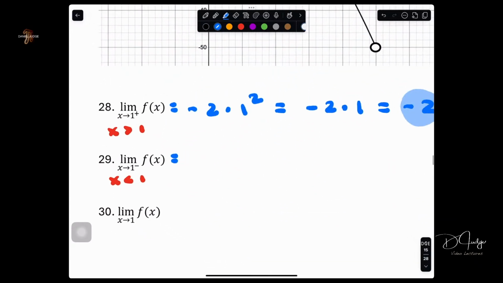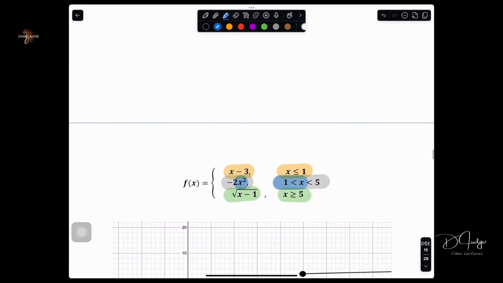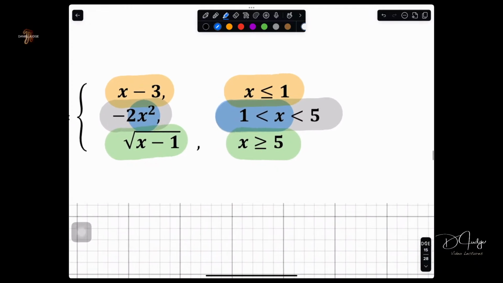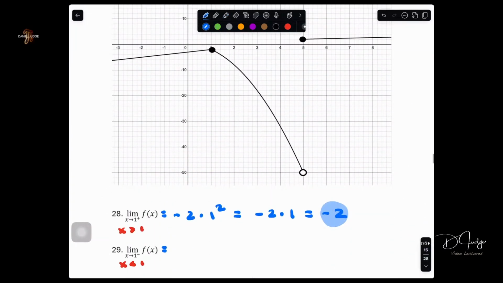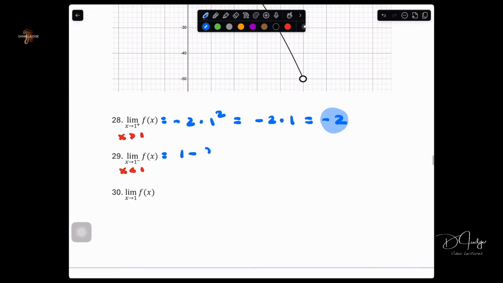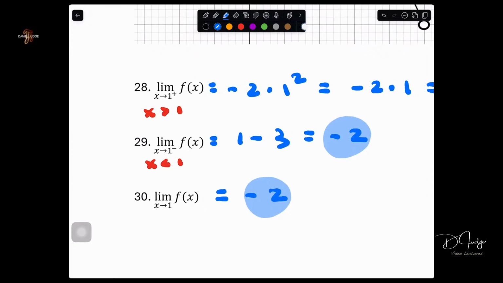So this is the right-handed limit. It's negative 2. The left-handed limit, though, x is smaller than 1. So what piece do we use for x being smaller than 1? We use the top piece, because they're saying use that for x less than or equal to 1. So I'm going to plug in 1 for the x minus 3. So I get 1 minus 3, which is also negative 2. So the limit as x approaches 1 is going to equal negative 2, because both the left-handed limit and the right-handed limit are the same.